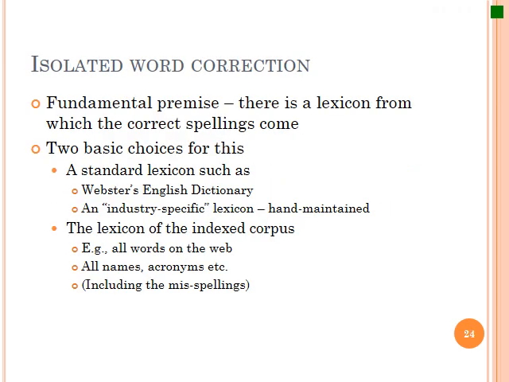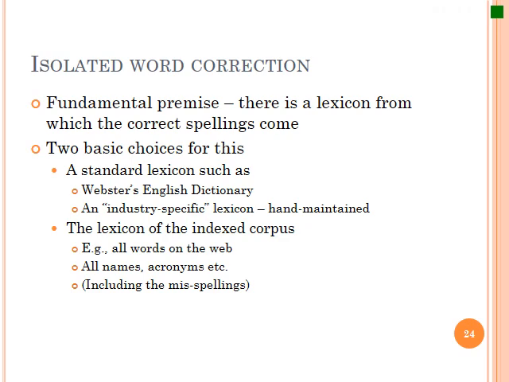Okay, so just as I said, there are two kinds of approaches here. One is you can do correction on isolated words. Okay, the other one is you can do context sensitive correction. So the fundamental premise here is that there is a lexicon that contains all the correctly spelled words. Okay, there are two choices. One is that you can use a dictionary, such as the Webster's English Dictionary, or you can use some kind of industry-specific lexicon. Like, for example, if you're handling medical terminologies, right? There is a medical dictionary.